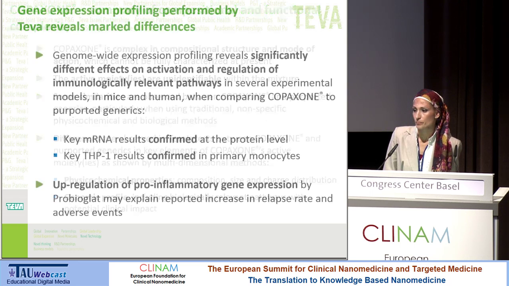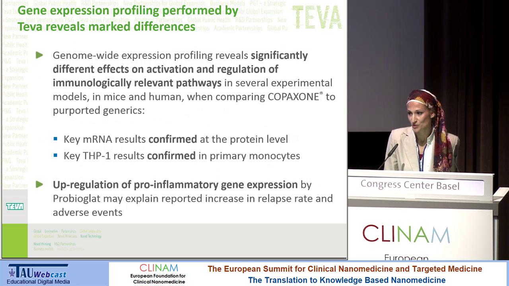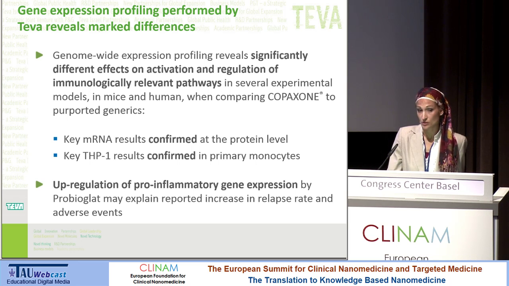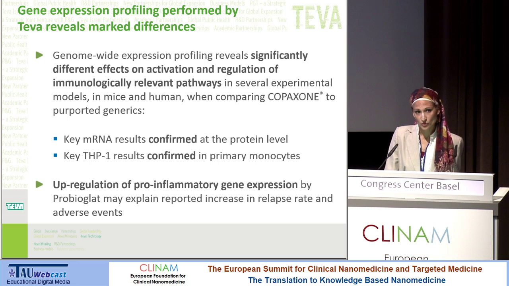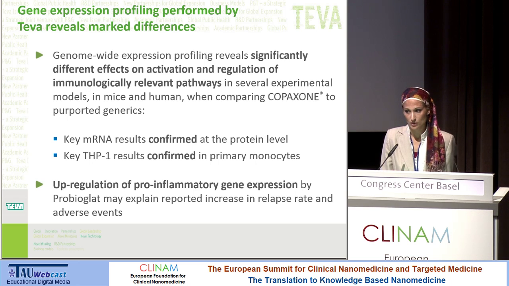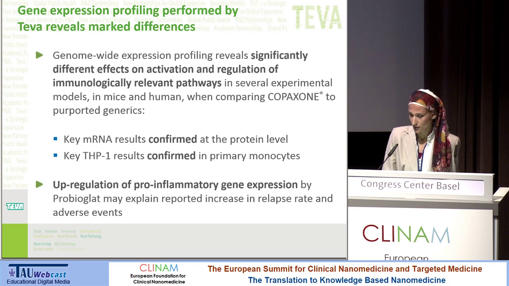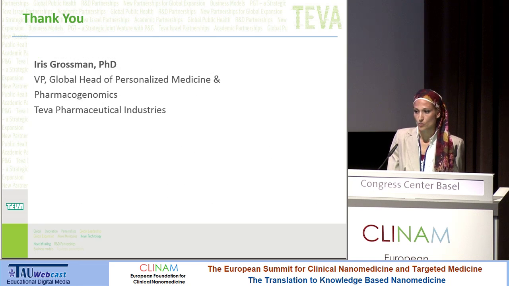And lastly, genome-wide expression profiling reveals significantly different effects on the activation and regulation of immunologically relevant pathways. We see that in different experimental models and cell types, including human and mice, and that was further confirmed at the protein level as well as in primary monocytes. The upregulation of pro-inflammatory gene expression might explain some of what we see in the clinical settings. I would like to thank you for your attention.